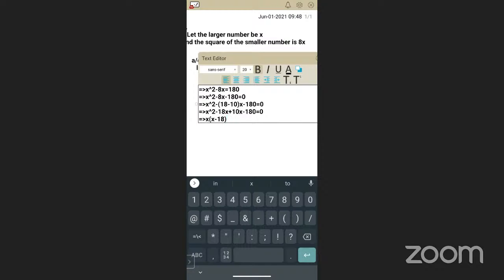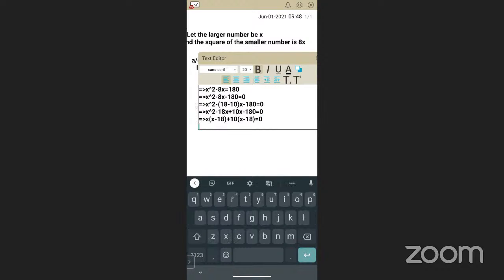And from 10x minus 180 I can take plus 10 as common, so I will write plus 10. After that I will start the bracket: x, and minus 18 I can take common, because if I take 10 out, from 180 I will get only 18, isn't it right? So equals to 0. Now you will see two things are getting common: x minus 18 is getting common, isn't it right?